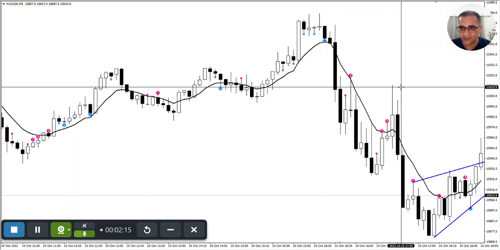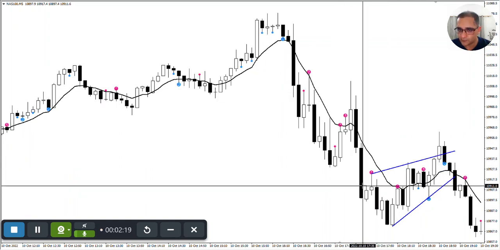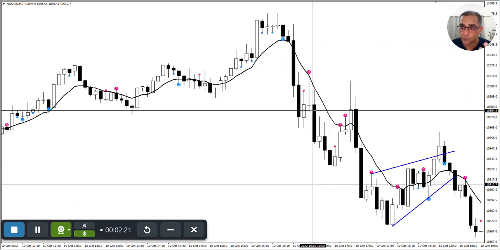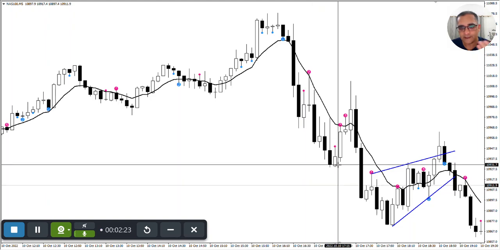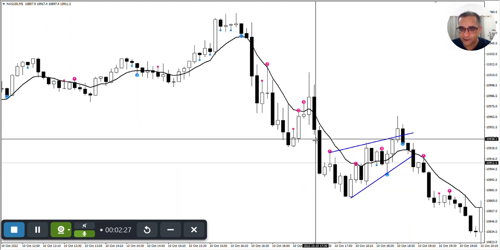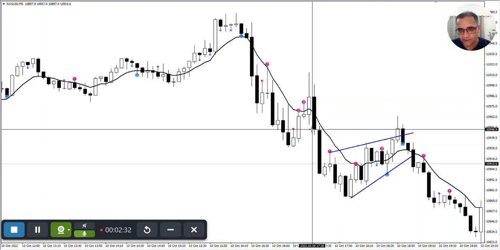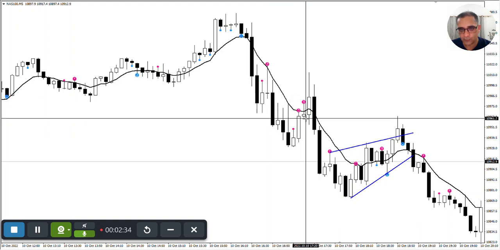In this case, the pullback was quite bad. It went all the way up. And then there's the continuation. As you can see, the first pullback was almost a pause, right? This pullback is a proper pullback. And then you have again the continuation, as you can see here. So now the trend is confirmed. You have first pullback, you have second pullback.